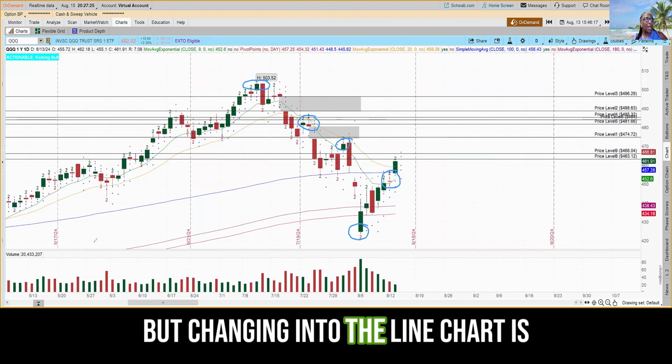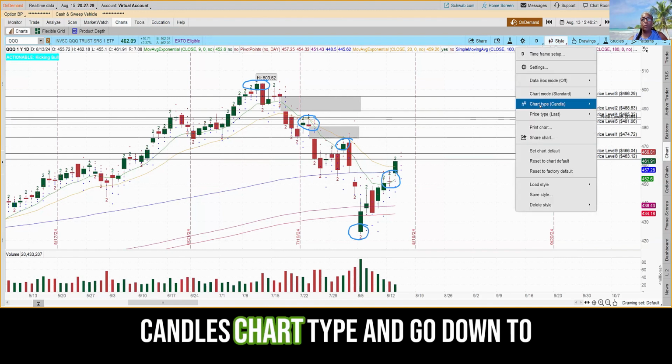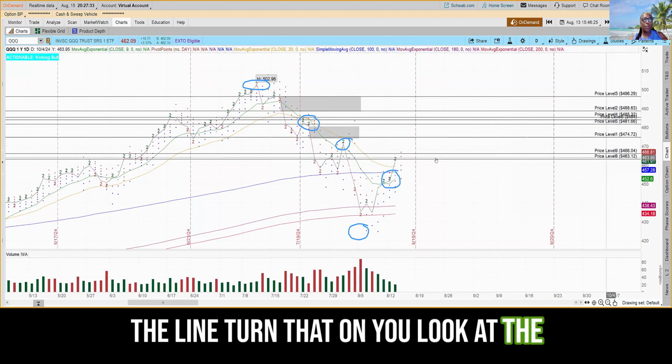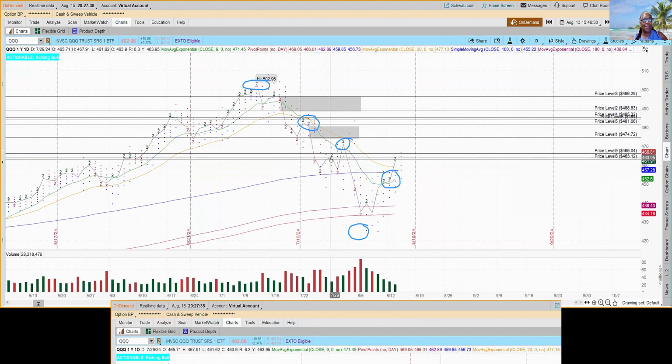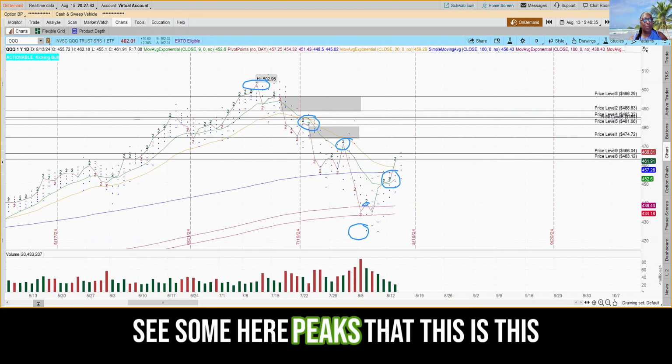But changing it to the line chart is definitely a way to do it too. Go from candles, chart type, and go down to the line. Turn that on. You're looking for high points and low points, peaks and valleys, or places where the price sits. If it sits down for a minute, you see some here, peaks, valleys.